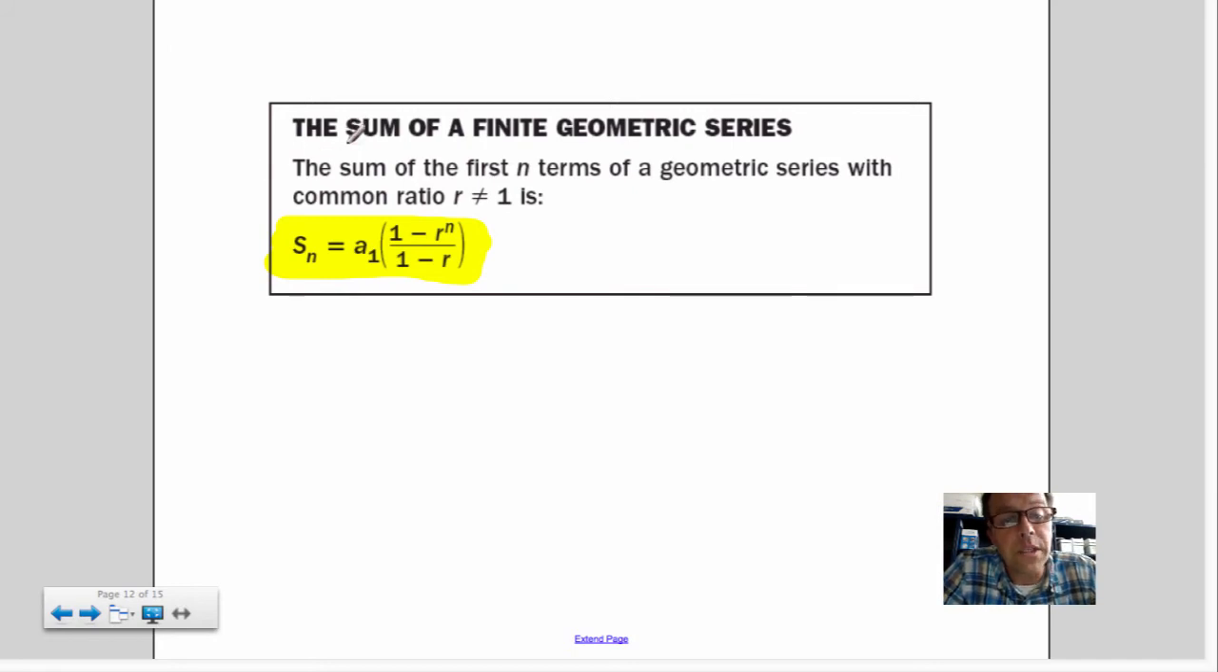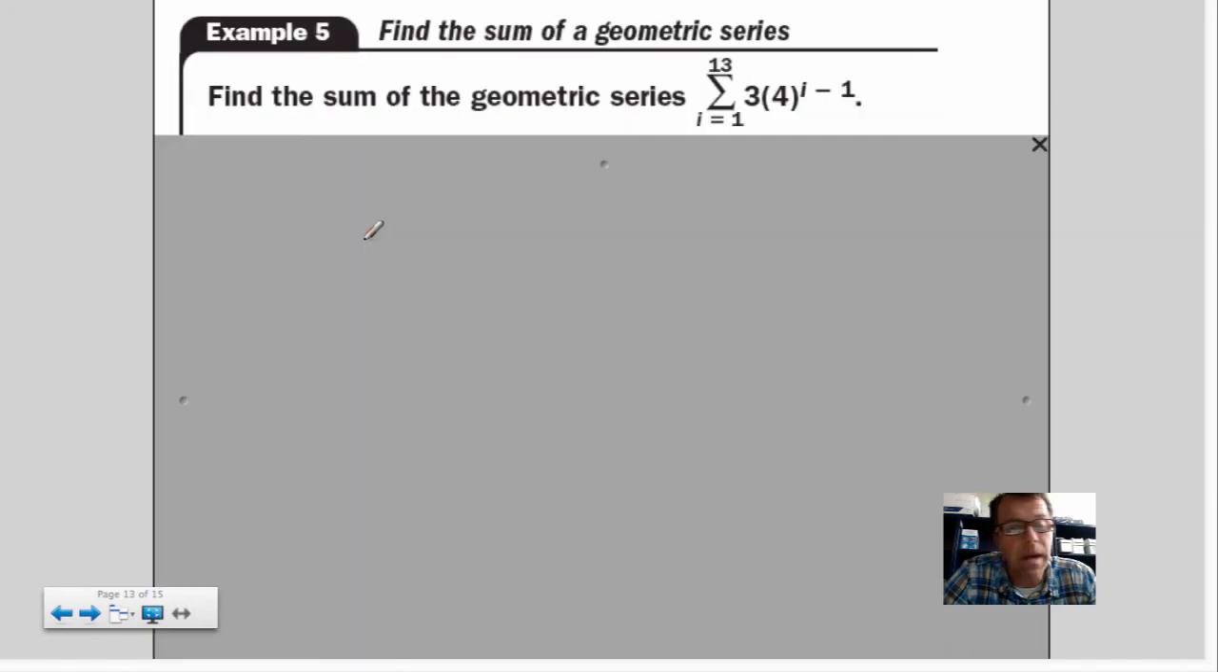Switching to summation, we have another formula. So this is formula number 4 for us, right? And again, I will provide this at all times for you. You take the first term of a geometric sequence, and you have to know what r is. You use this formula, and you can find the sum of any amount of terms.